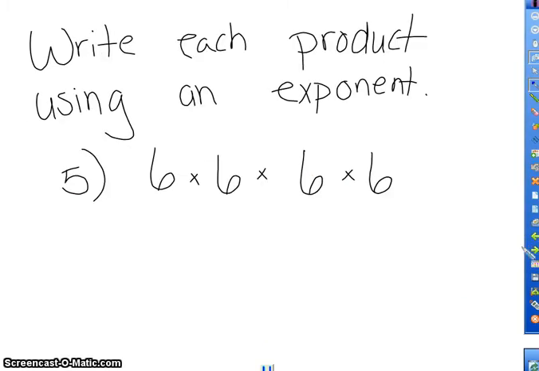Then I'm going to write each product using an exponent. Now here, remember that does not ask you to find the value at all. So I'm not going to find the value, but I am going to write it as a product using an exponent. So I have 6 times 6 times 6 times 6. My base would be 6 because that's the number I'm multiplying over and over again. So I'm going to start with 6. And how many 6's do I have? I have 1, 2, 3, and 4. So my exponent is 4.